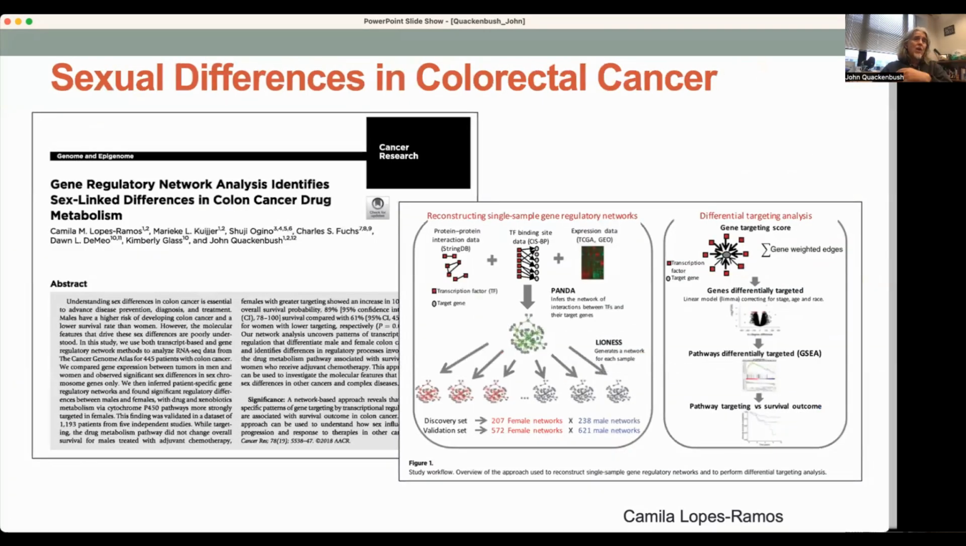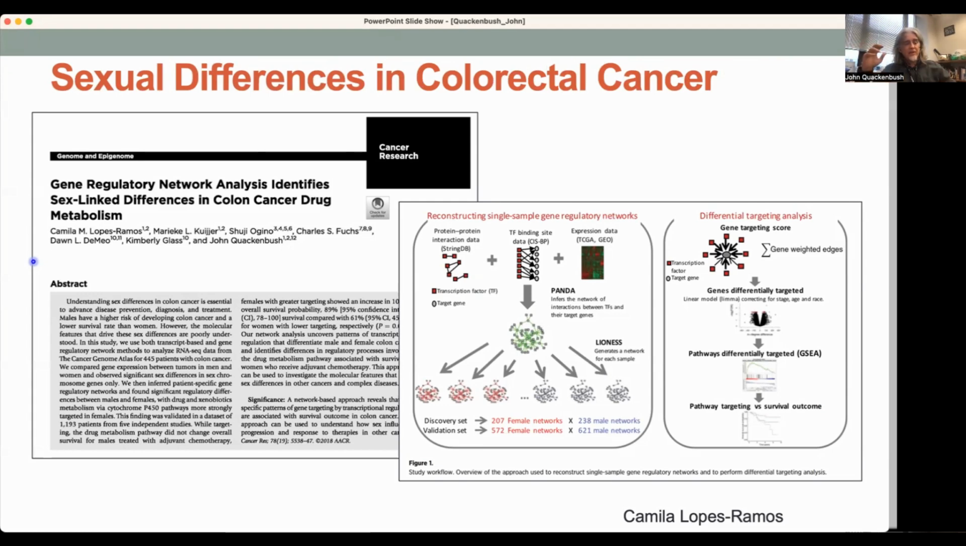We took this further when Camila Lopez Ramos did an analysis of colon cancer and looked at the differences between regulatory networks in males and females. And to her surprise, discovered that those networks differ in the way in which they regulate processes like drug transport and drug metabolism. That got us very excited because the networks we built were with surgical samples before anyone had been given chemotherapy. Based on those analyses, we would predict that males and females are likely to respond differently to chemotherapy. And clinically, we know that they do.